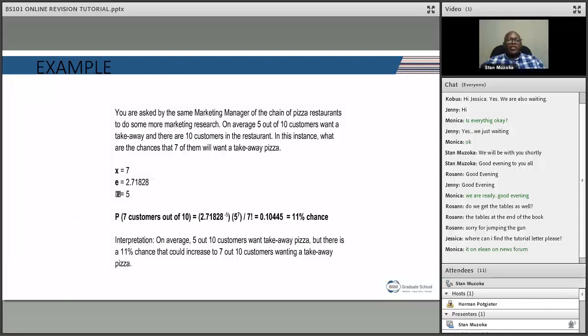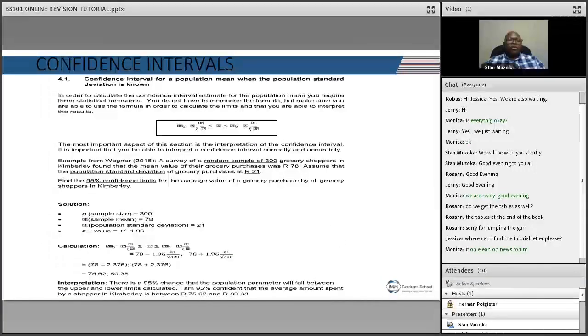And this time your answer is 0.10445. So therefore, in this instance, there is an 11% chance that 7 out of 10 customers will want a takeaway. That is your Poisson distribution. If you look at all the past papers, definitely you are going to come across binomial and Poisson. You are well advised to know those.